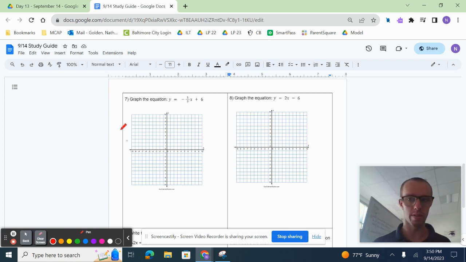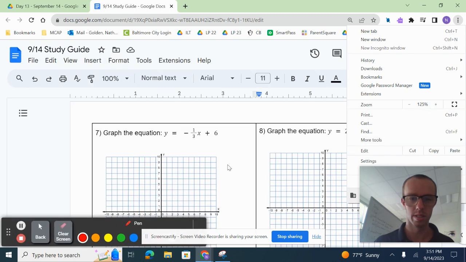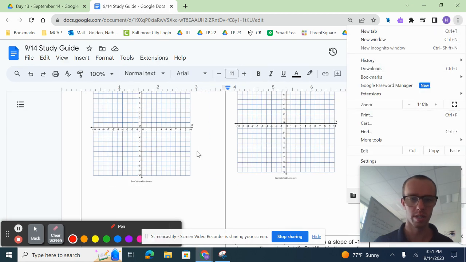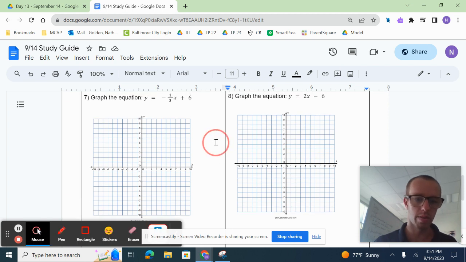We want to graph these equations. Let me see if I can zoom in a little for these ones. Zoom out a little bit. Okay. It says, graph the equation y equals negative 1/3 x plus 6.